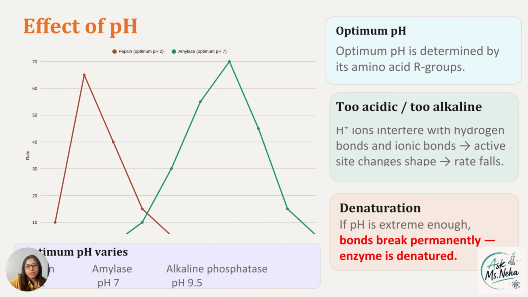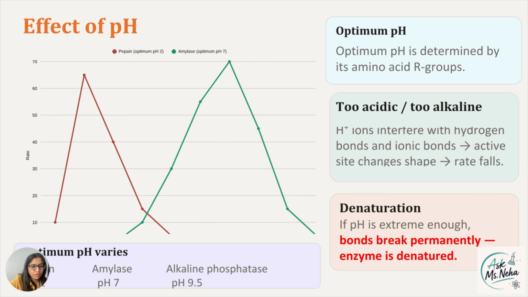A similar effect is there of pH on the denaturation of the enzyme. Optimum pH of an enzyme is determined by the amino acid present in the tertiary structure of the enzyme. Some enzymes act at an acidic pH and some enzymes act at an alkaline pH. For example, we know pepsin is secreted in our stomach and its optimum pH value is 2. However, amylase, which is secreted in the saliva in our mouth, the optimum pH value is 7 for it.